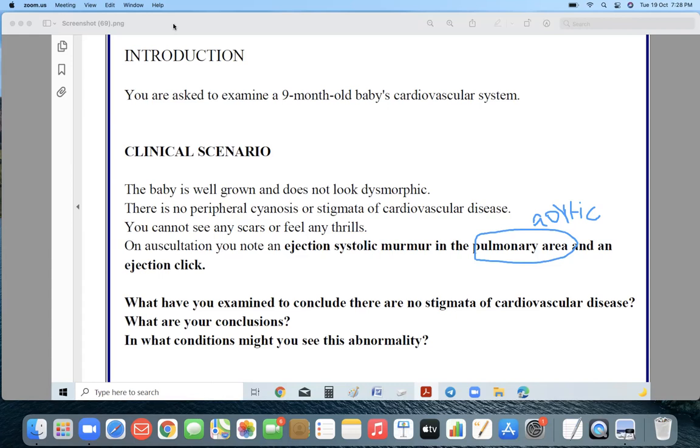Sorry, doctor. There are inverted T waves in aVL and V5 and V6. Inverted T wave, yes. Okay.